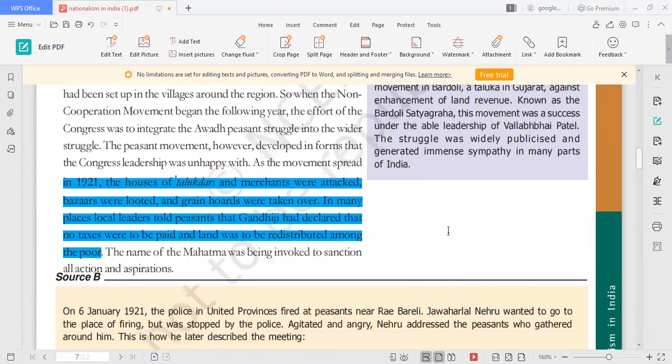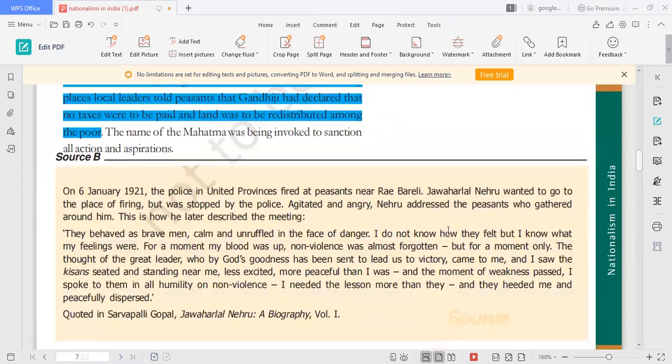What happened with that boldness when they heard that Gandhiji comes and Jawaharlal Nehru visited the place? The people turned the movement into violence. People started attacking the houses of talukdars and merchants. Bazaars looted. Grain hoards were taken. They were told that Gandhiji said not to pay tax hereafter, and that lands would be distributed. So this movement turned into violence here in the countryside.